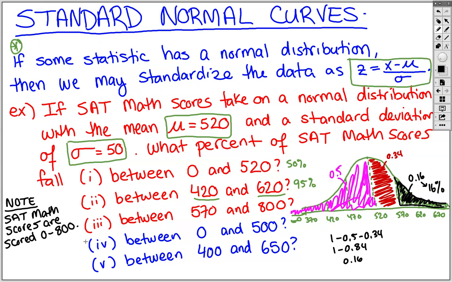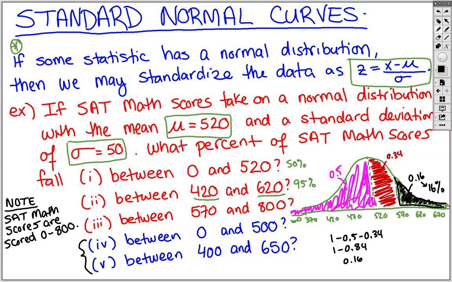So now that we're on to these 2 questions, I'm going to review this concept of standardizing data. Again, if you're told that a statistic has a normal distribution, then you may standardize the data, and basically you can take some piece of data, x, and give it a new value, z, corresponding to this formula: z equals x minus mu over sigma. So the statistic minus the mean over the standard deviation.